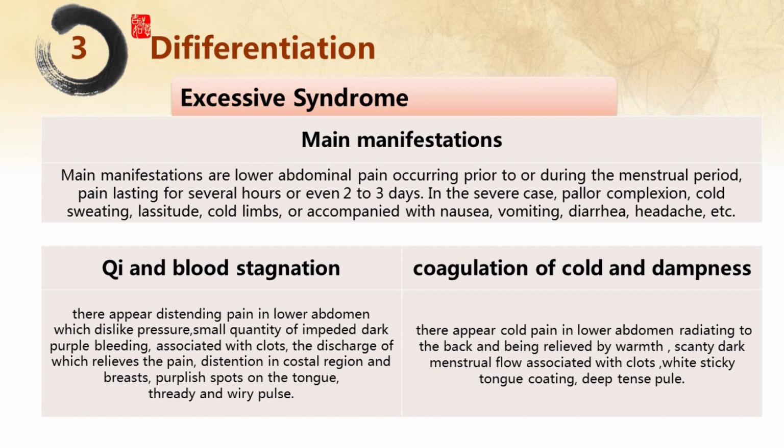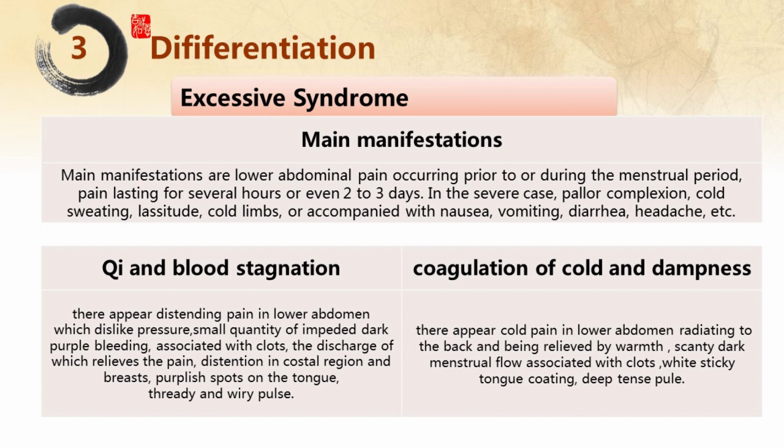In the condition of qi and blood stagnation, there appears distending pain in the lower abdomen, which dislikes pressure, small quantity of dark, purple bleeding associated with clots, the discharge of which relieves the pain, distension in costal region and breast, purplish spots on the tongue, thready and wiry pulse.